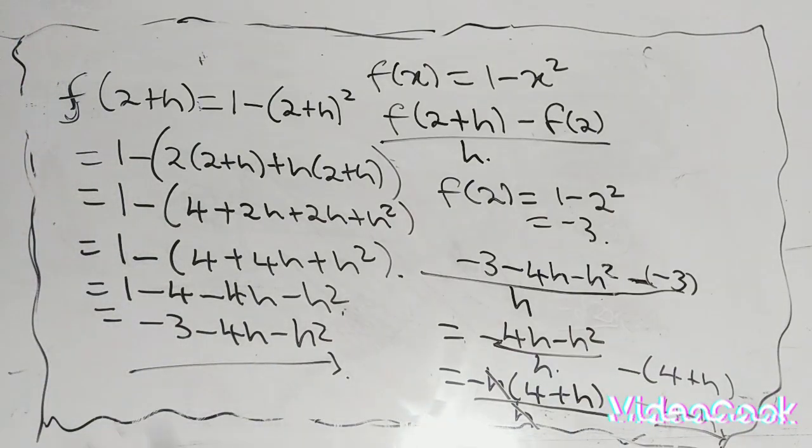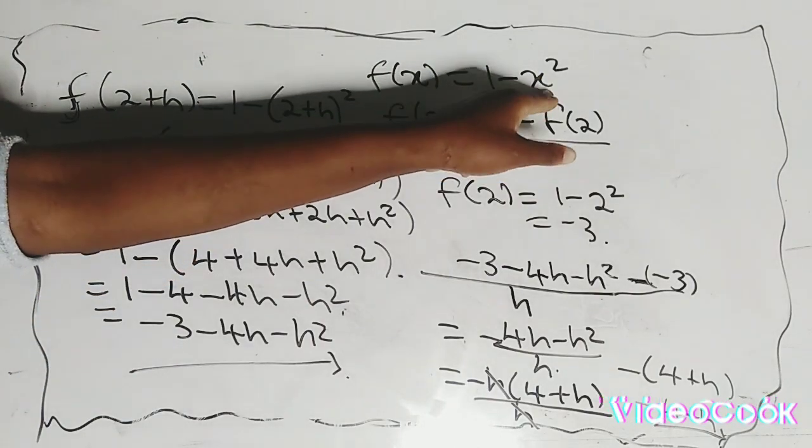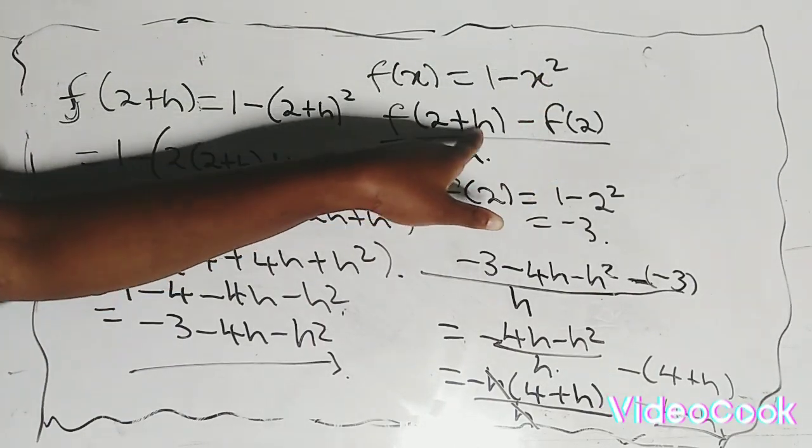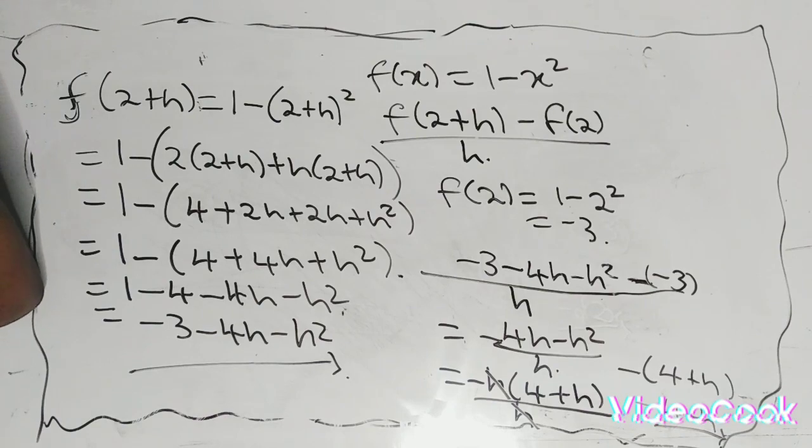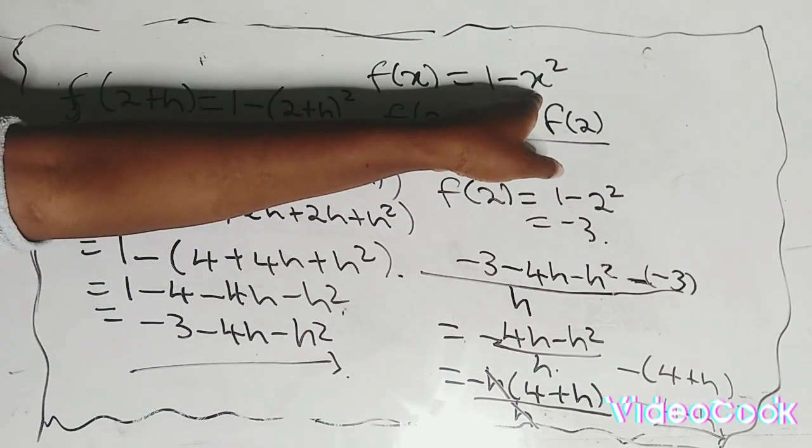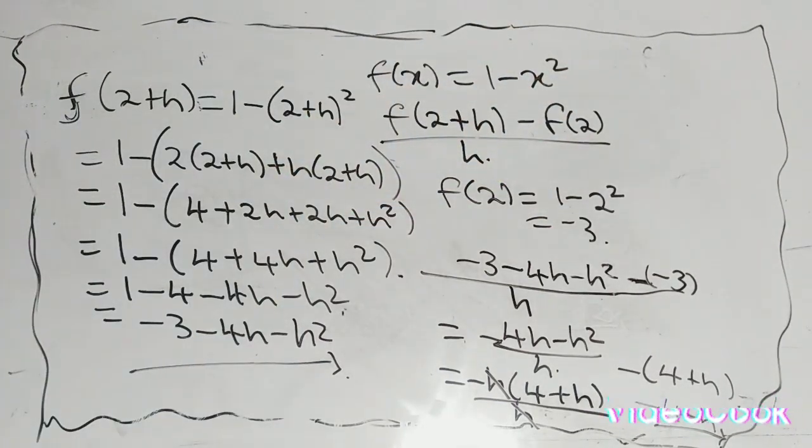What is important is for you to know that when they say f of 2 plus h, it means on your f of x, where you are having x, you are going to write 2 plus h. For f of 2, it means where you are having an x, you're just going to replace it with a 2.